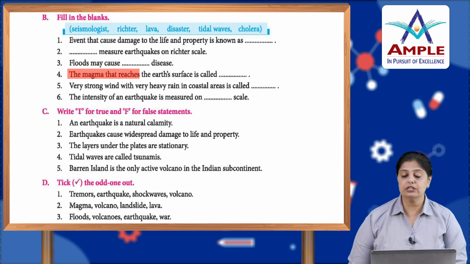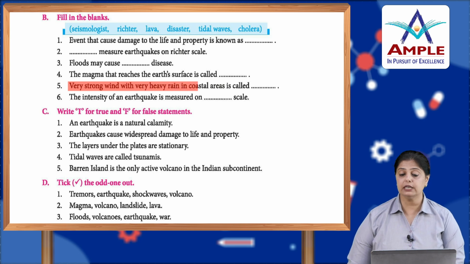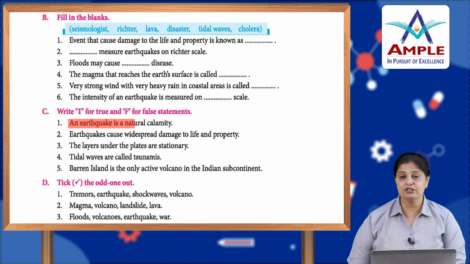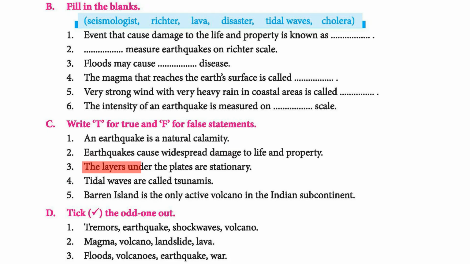The magma that reaches the Earth's surface is called lava. Very strong wind with very heavy rainfall in coastal areas is called tidal waves. The intensity of an earthquake is measured on Richter scale. True or false? An earthquake is a natural calamity? Absolutely true. Earthquakes cause widespread damage to life and property? Yes, they do. The layers under the plates are stationary? No, they are moving in a smooth manner.